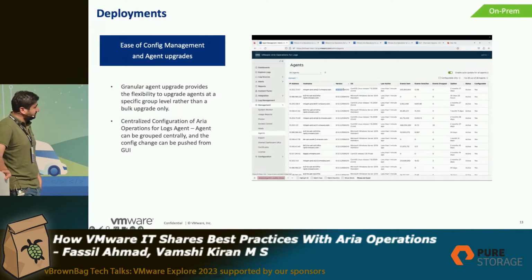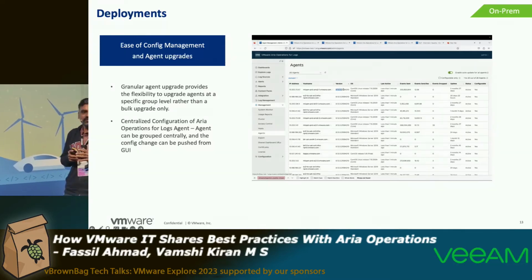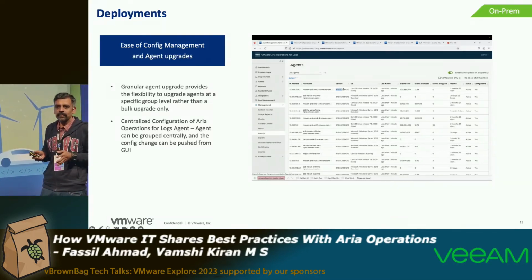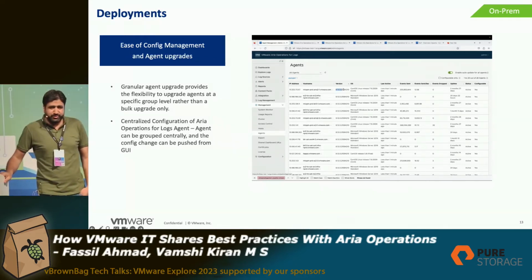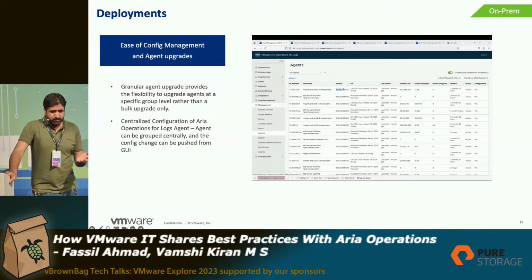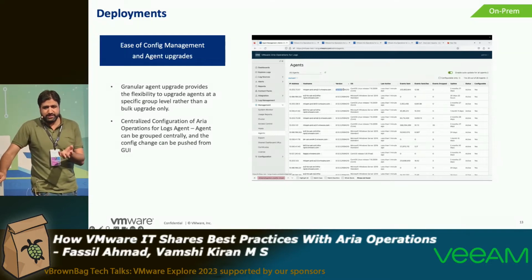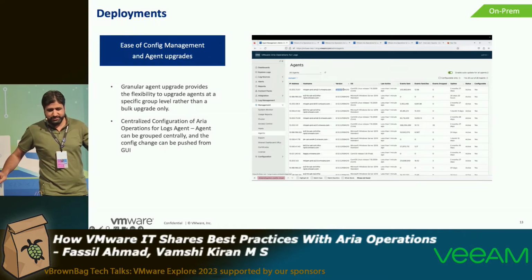All right, so this is one of the queries that most of us have with regards to the deployment. I spend a lot of time upgrading the agents. I spend a lot of time keeping it up to date. How has it changed over a period of time, Fassil? Well, in the earlier version of Aria Operations for Logs, we installed the agents on the end target VMs.